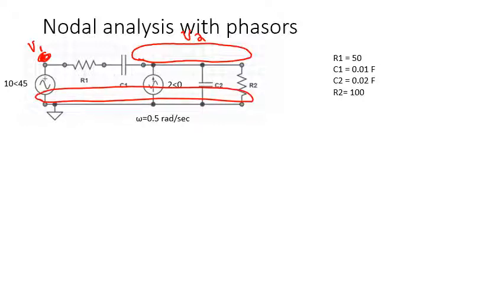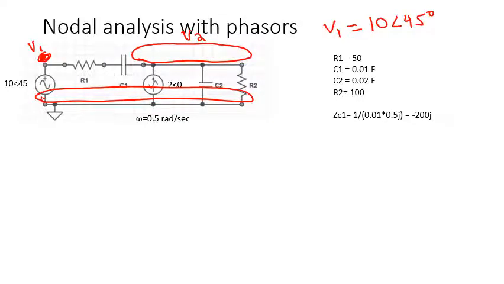What is my nodal voltage at V1? Well, V1 is just equal to that voltage source since it goes from ground up to that voltage. 10 phase angle 45 degrees. But V2 I don't know. So I'm going to need to solve for that.